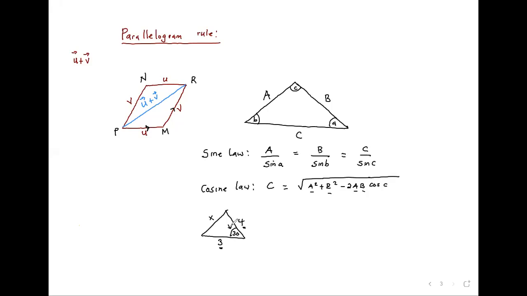For a sine law, you can use it in any way. You can have two angles and one side, or two sides and one angle. But if the angle is in the middle of the two given sides, then you use cosine law to get the other side opposite the given angle.